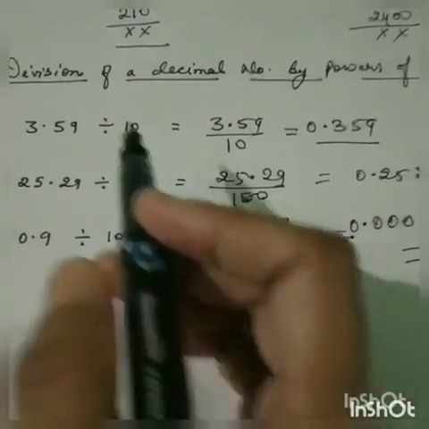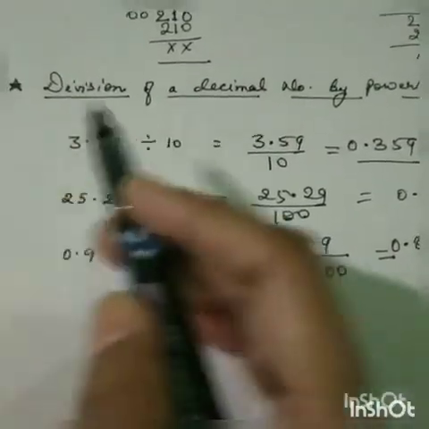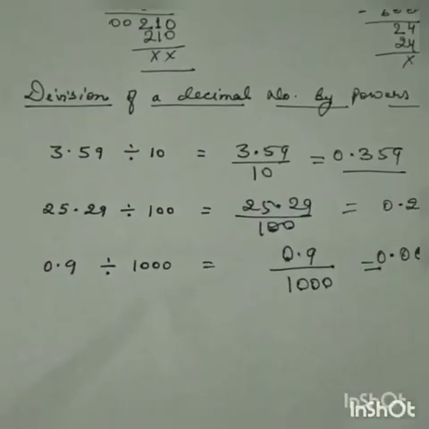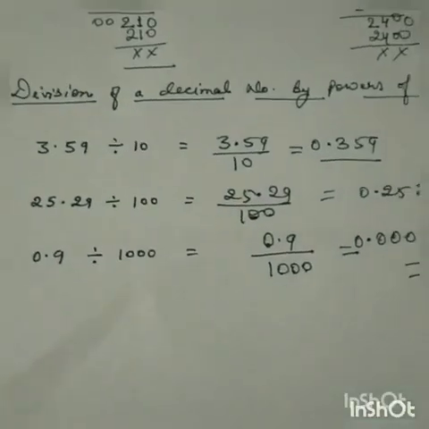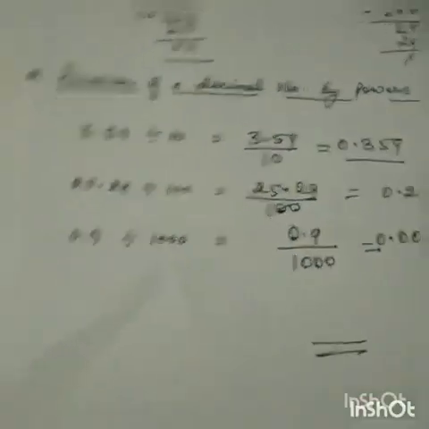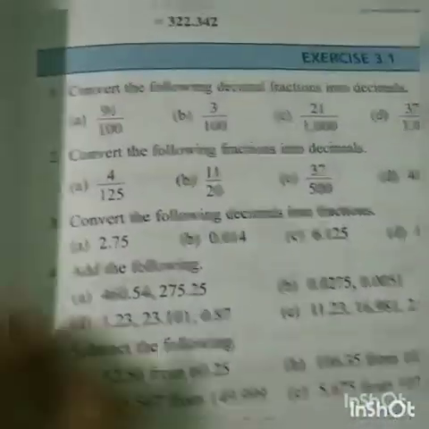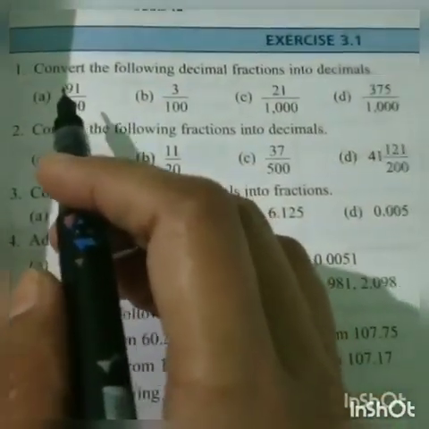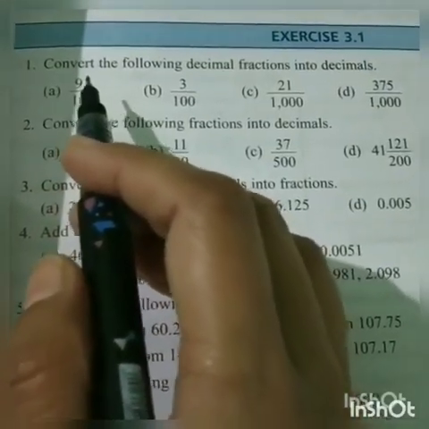In divide, we will shift the decimal left side. But in multiply, we will shift the decimal right side. Okay? I hope it is clear. Now come to the exercise. Your exercise 3.1 has 8 questions. So you have to do it. All the questions are easy now. It will be easy for you as I have explained all the things.